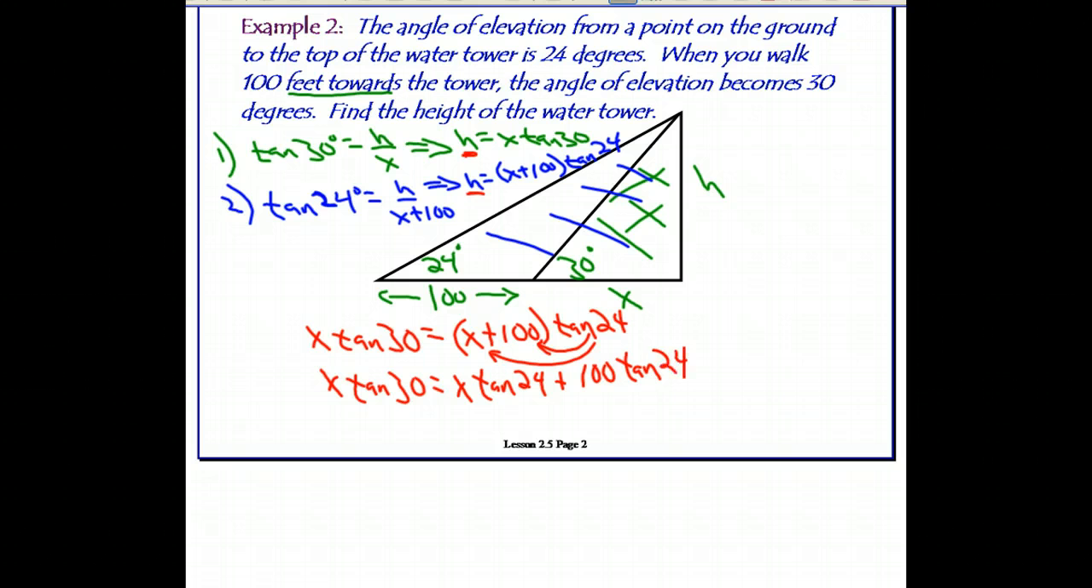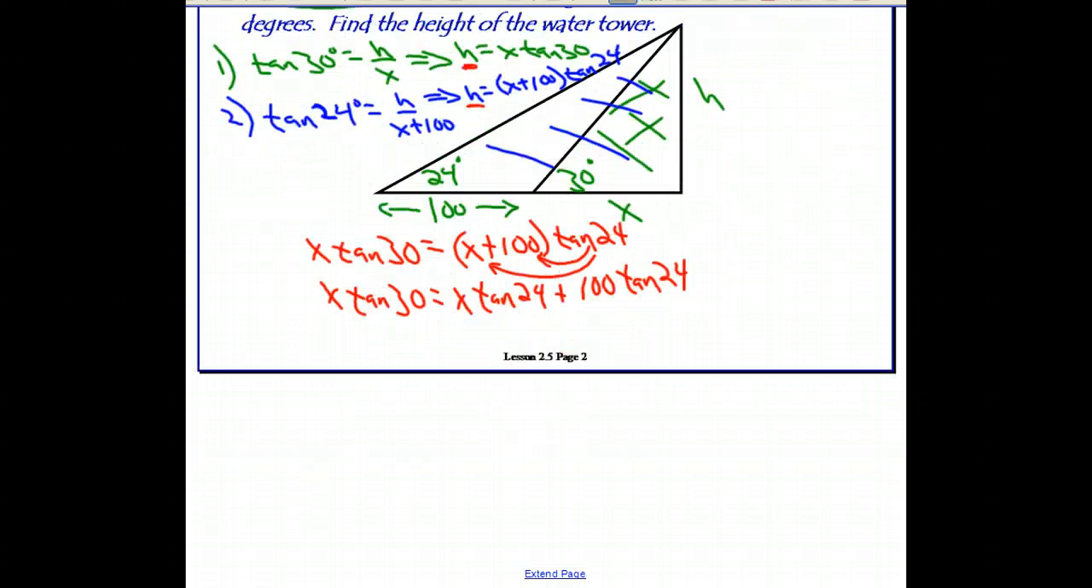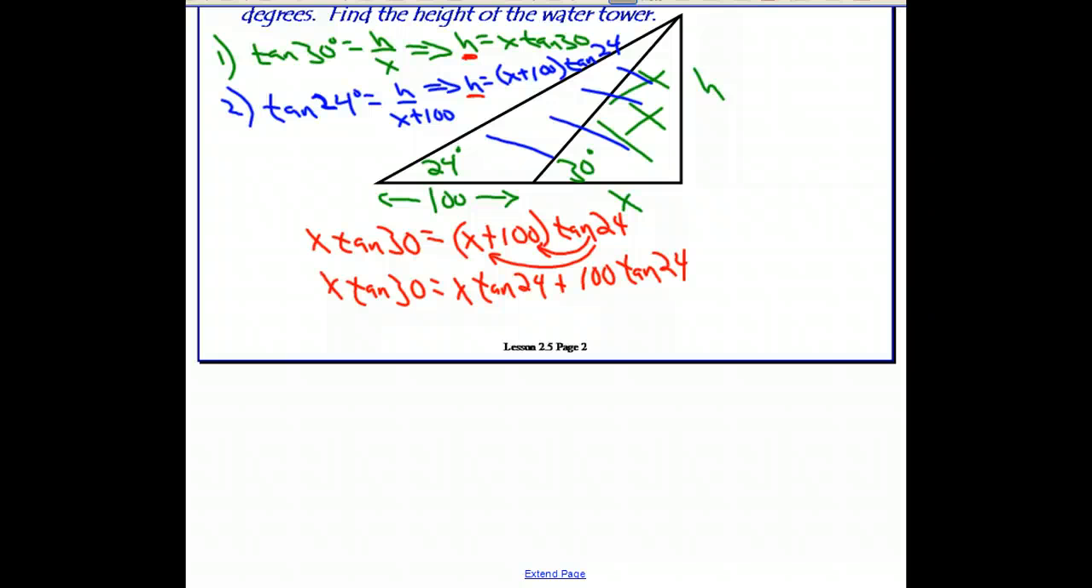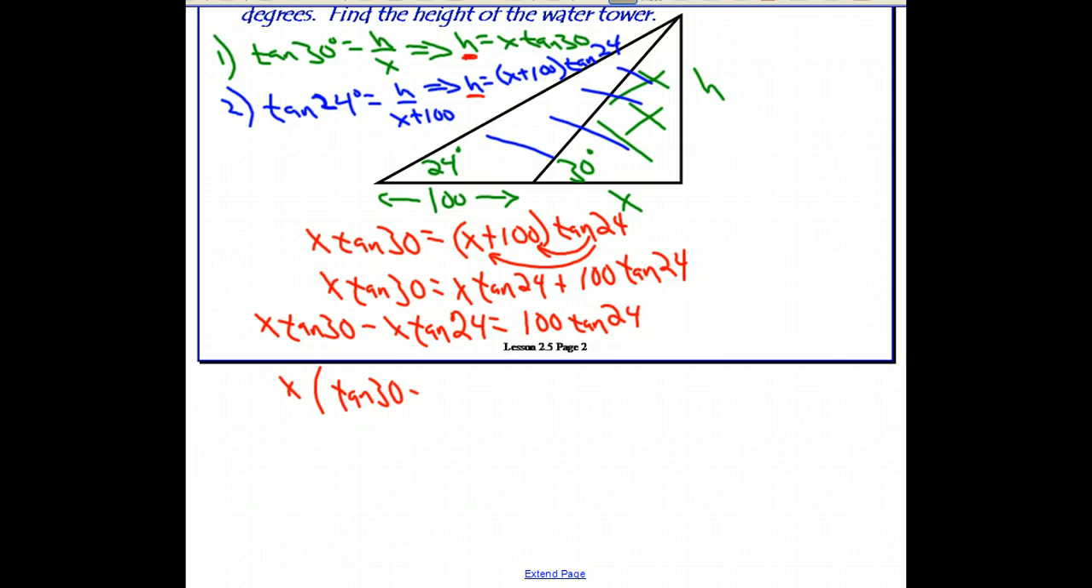I'll bring the x tangent of 24 to the left side. So I get x tangent of 30 minus x tangent of 24 equals 100 tangent of 24. Factor out the x. I've got the tangent of 30 minus the tangent of 24 equals over here 100 tangent of 24. How do I get x by itself?